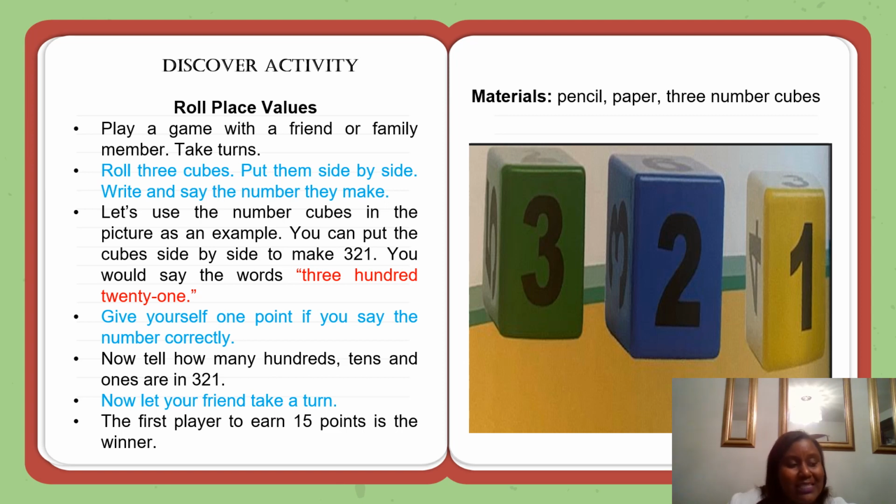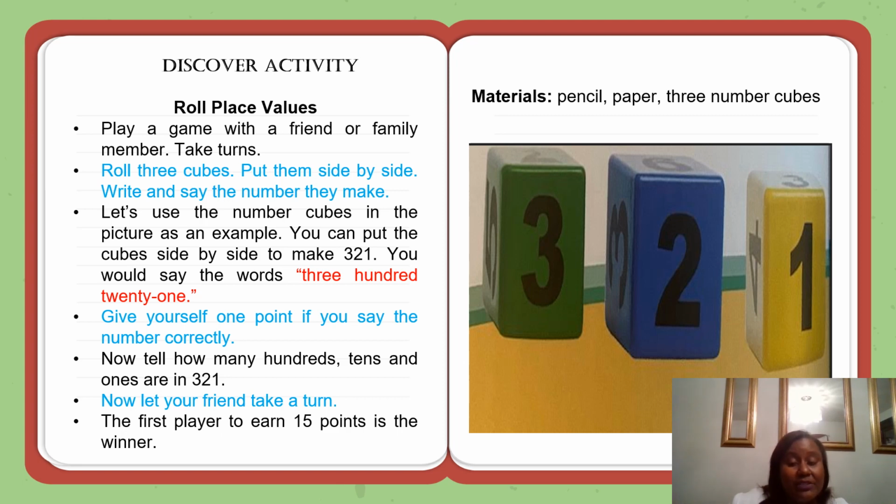321. You would say the words 321. Give yourself 1 point if you say the number correctly. What number? 321. Good job. Now, tell how many hundreds, tens, and ones are in 321. There are 3 hundreds, 2 tens, and 1 one. Give yourself an extra point if you are correct.